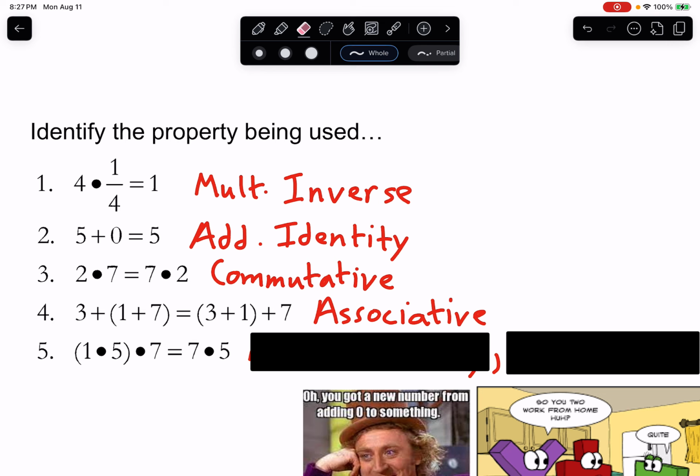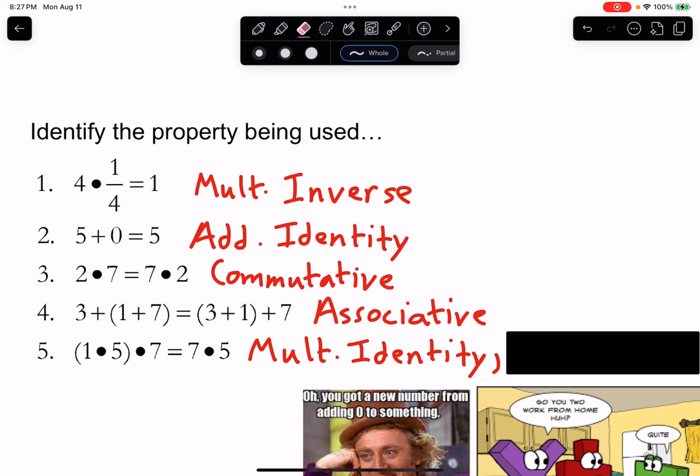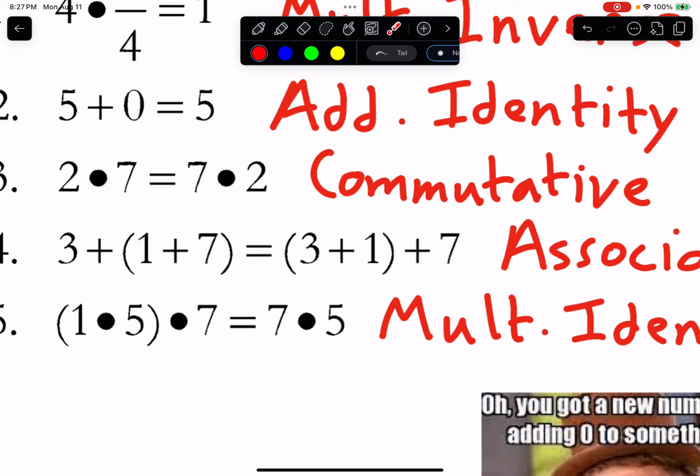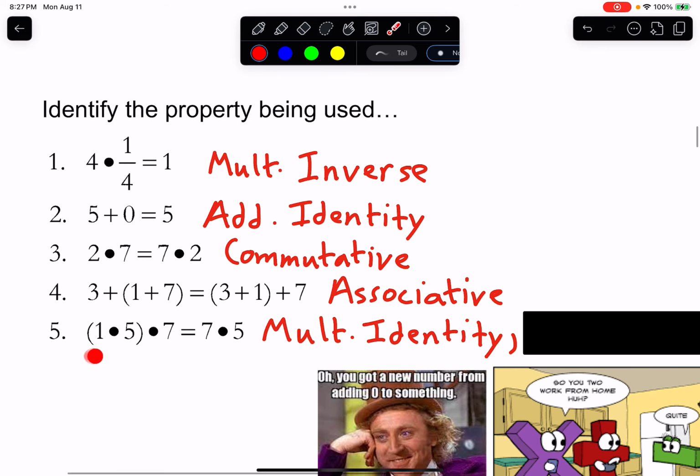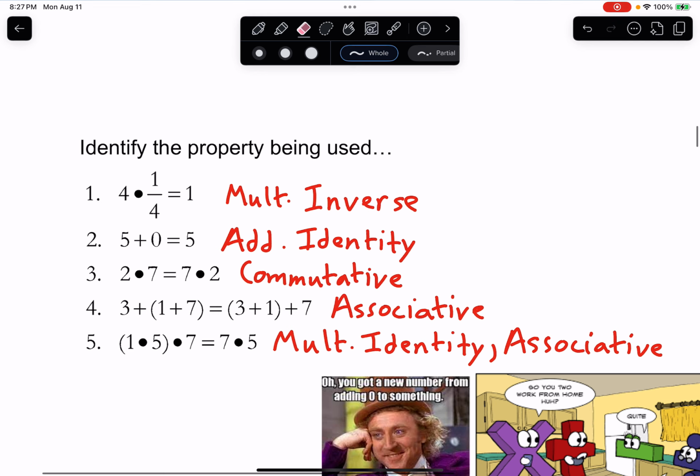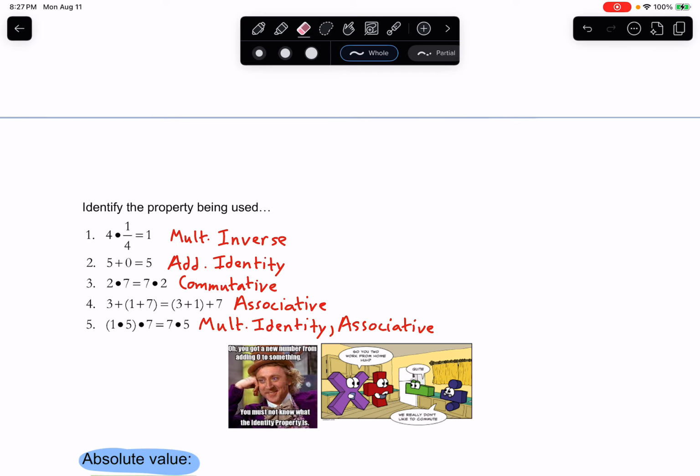And then 5 actually has 2 properties in play here. The first one I noticed was the times 1, which is the multiplicative identity, because times 1 does not change anything. But then I also noticed these parentheses. You might look at this and go, hey, there's no parentheses here. Well, that's because the parentheses don't actually matter when you're multiplying a set of numbers. So the association of the 1 times 5 does not make a difference on the final result. So that's the associative property.